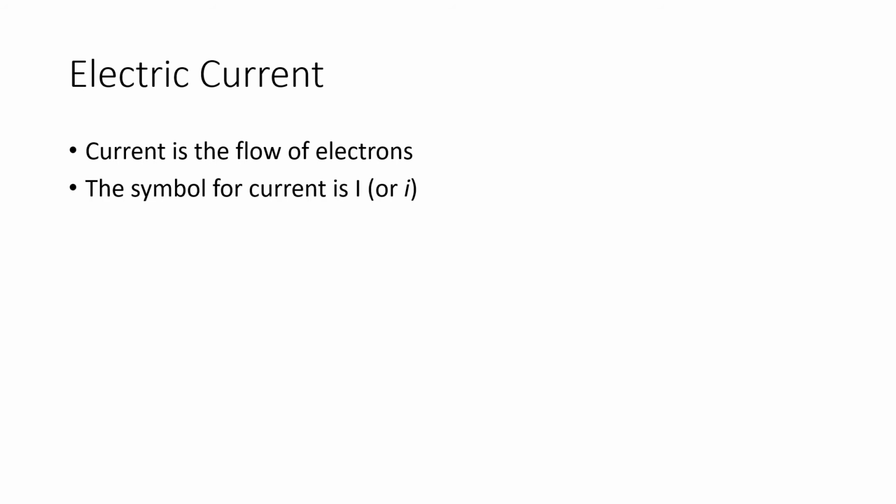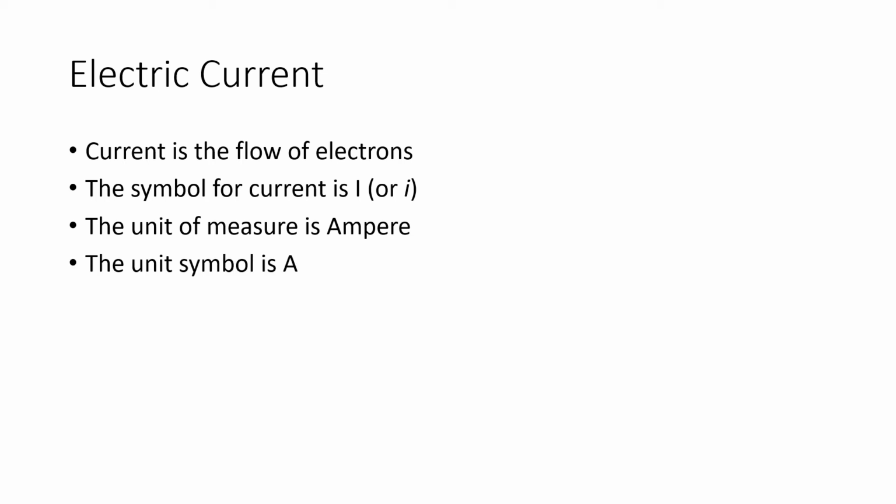The next electrical quantity is electric current. Electric current is simply the flow of electrons. The symbol for current is the letter I. Again, the capital letter I for a steady state current, or lowercase i for an instantaneous value of current. The unit of measure is the ampere. We quite commonly simply state this as amps. The unit symbol is the capital letter A.